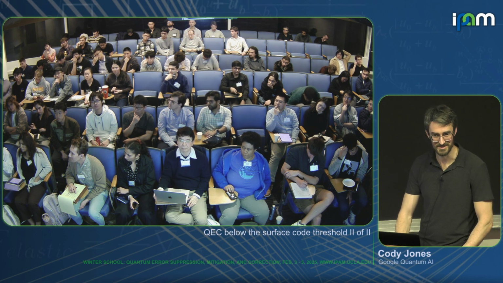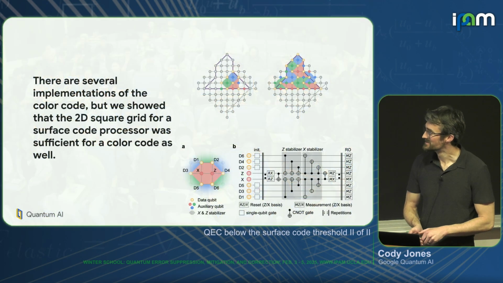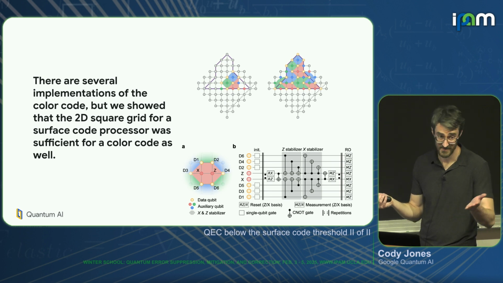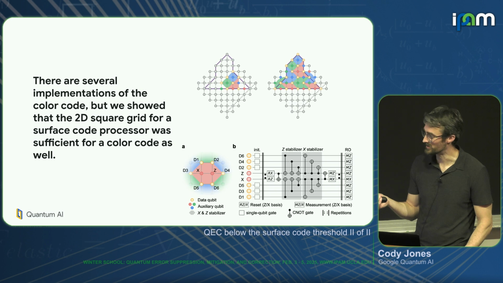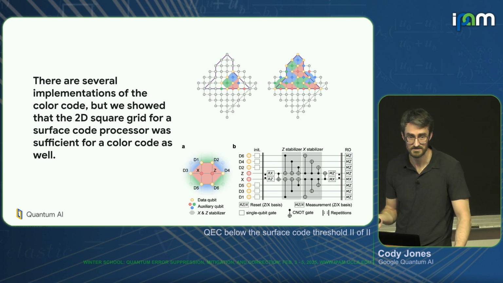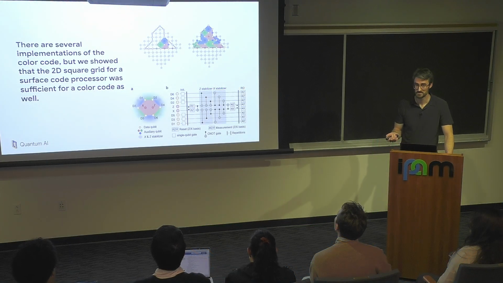Okay, a nuanced answer. I like it. There are several implementations of the color code, and you actually described a different one that's possible. But we showed that the 2D square grid was sufficient for running a color code. So the connectivity of 4 neighbors is enough. Yes, a square grid meaning nearest neighbor connectivity in a square grid.